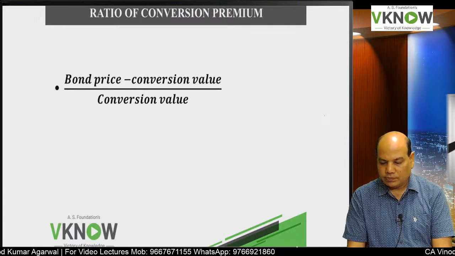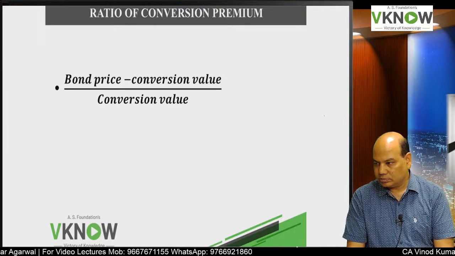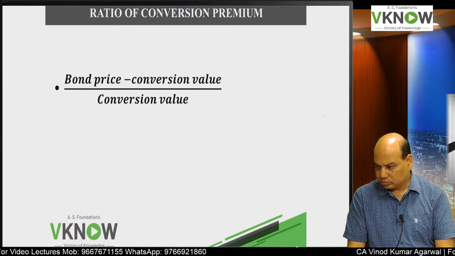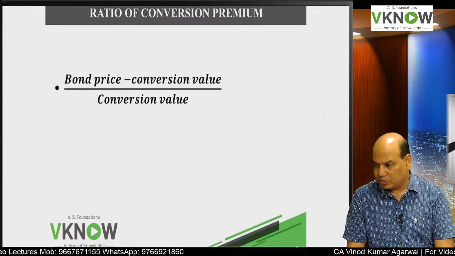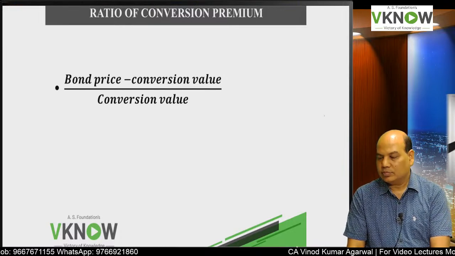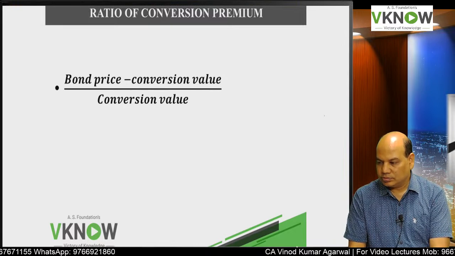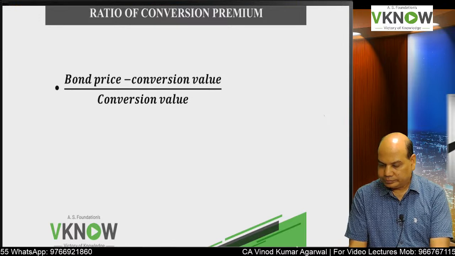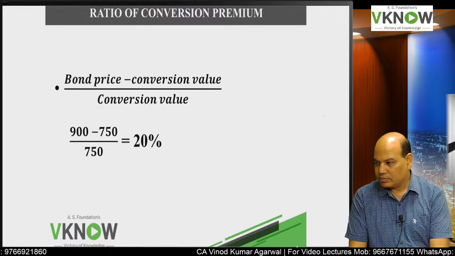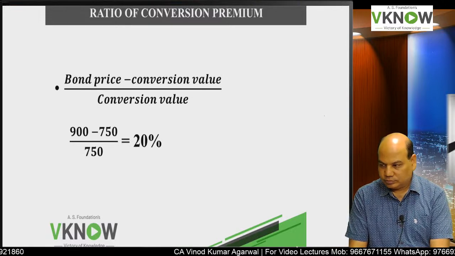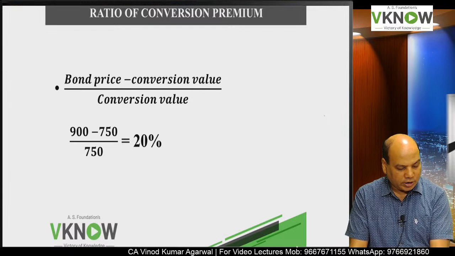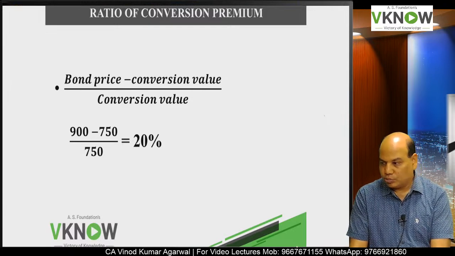Now write down next answer. Ratio of conversion premium, that is what is the percentage premium over and above conversion value. So you will write bond price minus conversion value upon conversion value. Bond price is 900, conversion value 750, divided by 750 is 20%. You can get answer by alternative method also, which is printed in the book, and that is also right. Both ways you can do it.